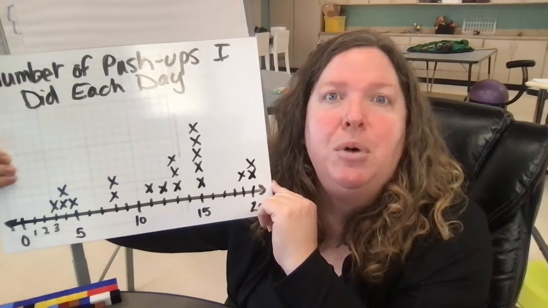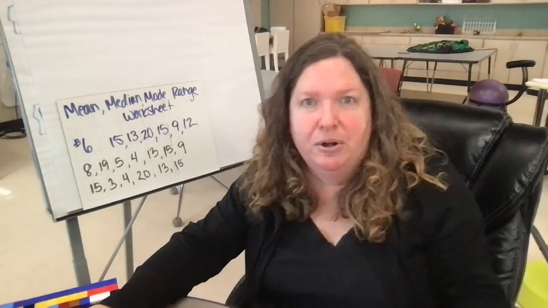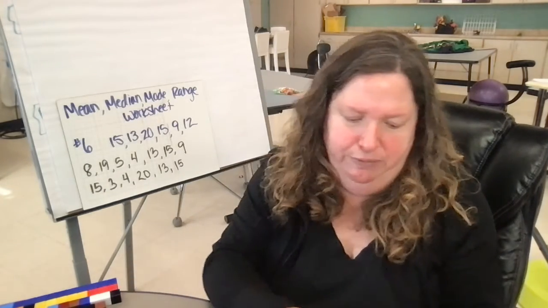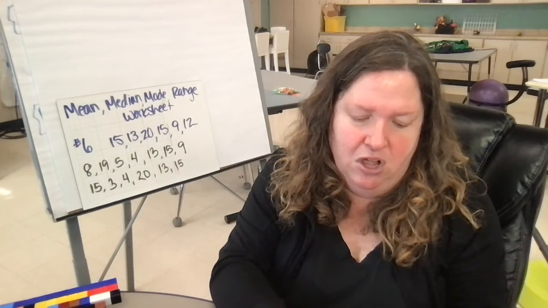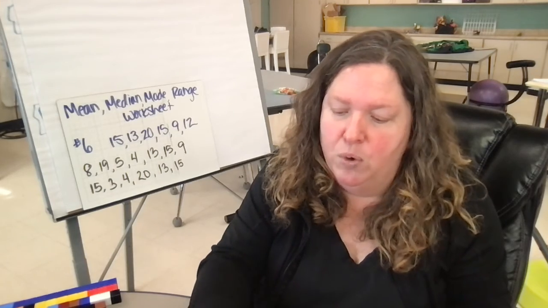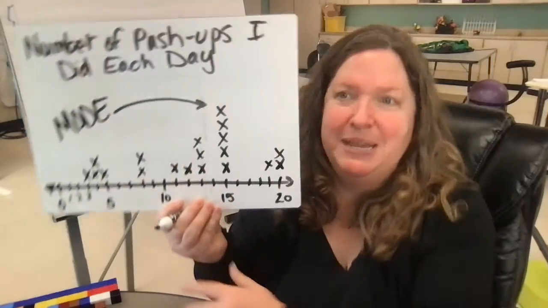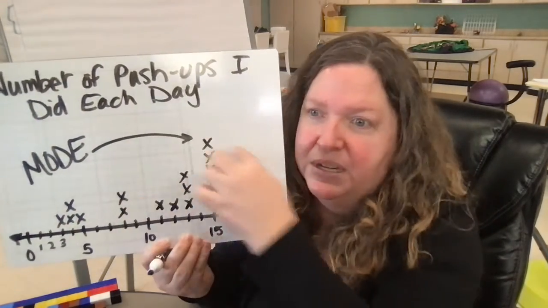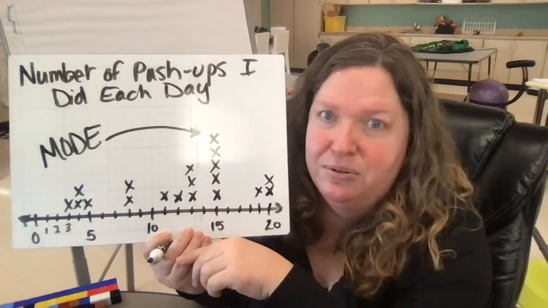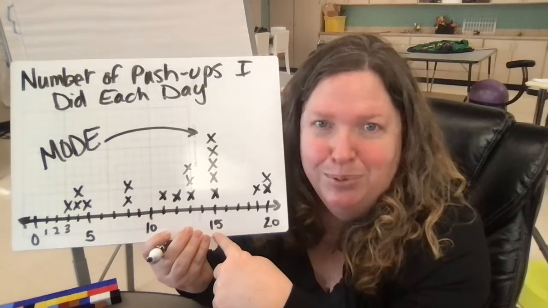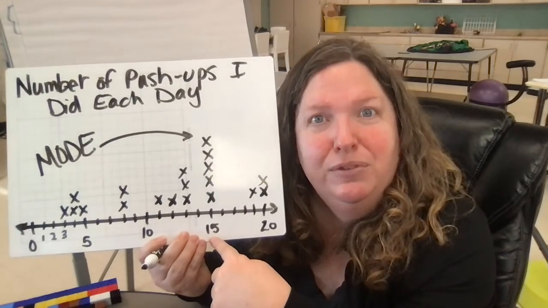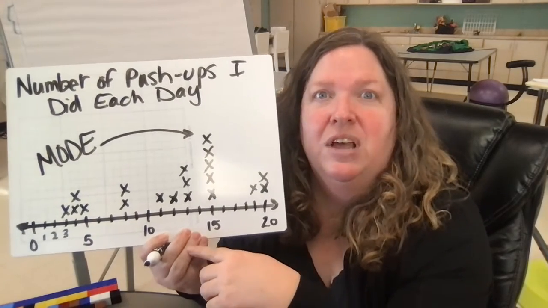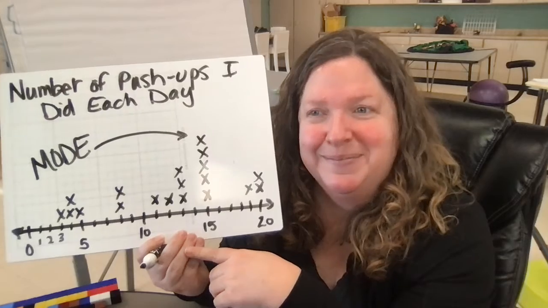That's called the mode. The number that occurs the most often is called the mode. It's not the biggest number necessarily. It's the number that occurs most frequently. More days than any other days, you did 15 push-ups. So you could use the number 15 to talk about how many push-ups you did.